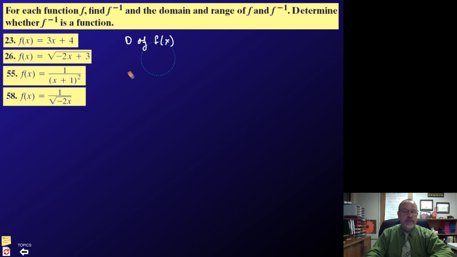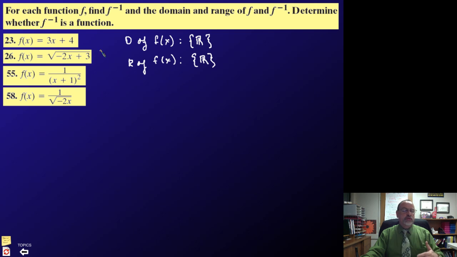There is no division and there is no square root, so the domain is going to be all real numbers. The range of f of x, again, because I'm putting in all real numbers, I'm going to get out all real numbers. I could graph that if I needed to, or I can take what I know about linear equations. Linear equations or lines go on forever in both directions.